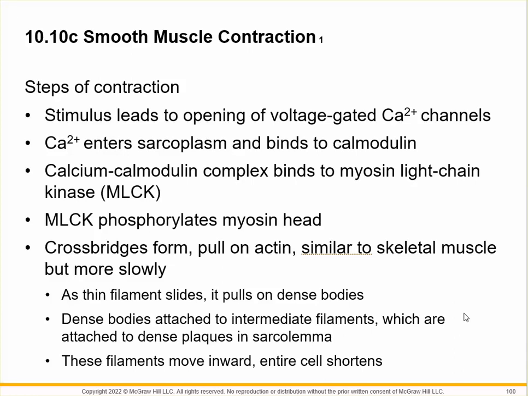And as the thin filaments slide towards the center of the thick filament, it pulls on the dense bodies, and because the dense bodies are all joined together by intermediate filaments, the whole cell gets shorter with tension.